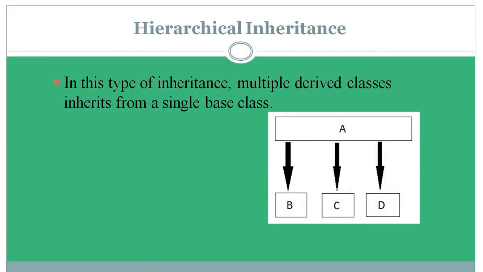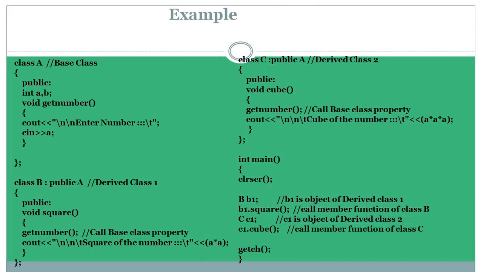Hierarchical inheritance. In this type, hierarchical inheritance is like an inverted tree. Multiple classes inherit from a single base class. Example, class A, class B, class C, class D. Class A is the base class, and the others are subclasses or derived classes. In this type of inheritance, multiple derived classes are inherited from a single base class. We have shown this example program.